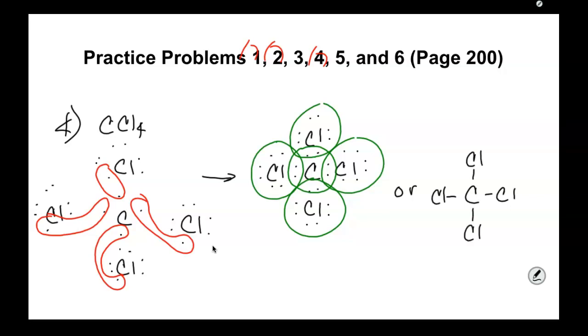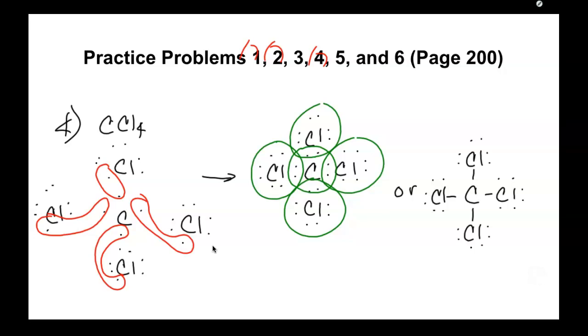Now I got a lot of work left to do because there's 3 unshared pairs left on each chlorine. And there you have it. We can probably do 3 and 5 and probably 6 on Monday as a little review, but that's Lewis structures.